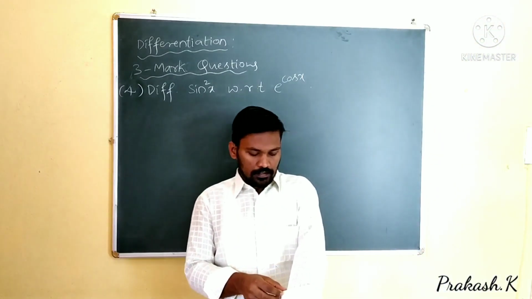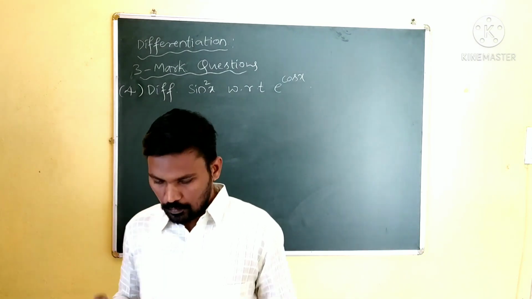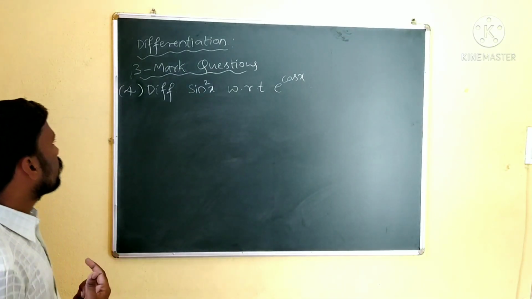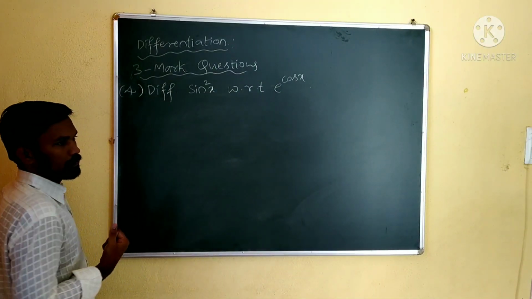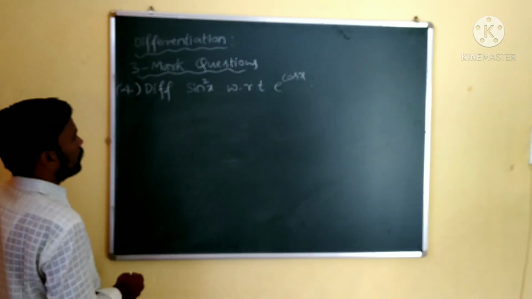So in last class I have solved some 3 mark questions, and today also I am going to solve some more 3 mark questions again from the same topic, that is differentiation. Look at the fourth question. Differentiate sin square x with respect to e to the power of cos x.